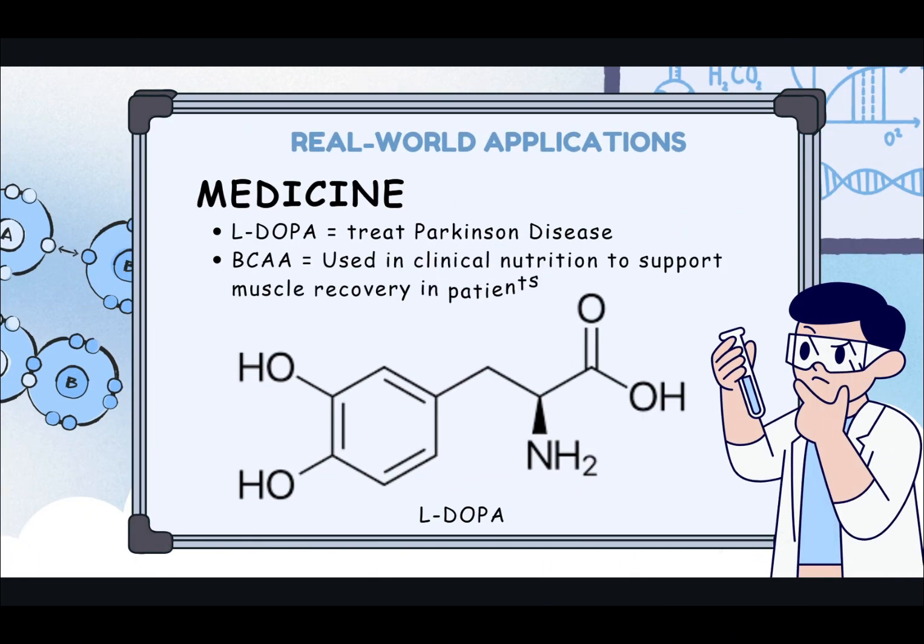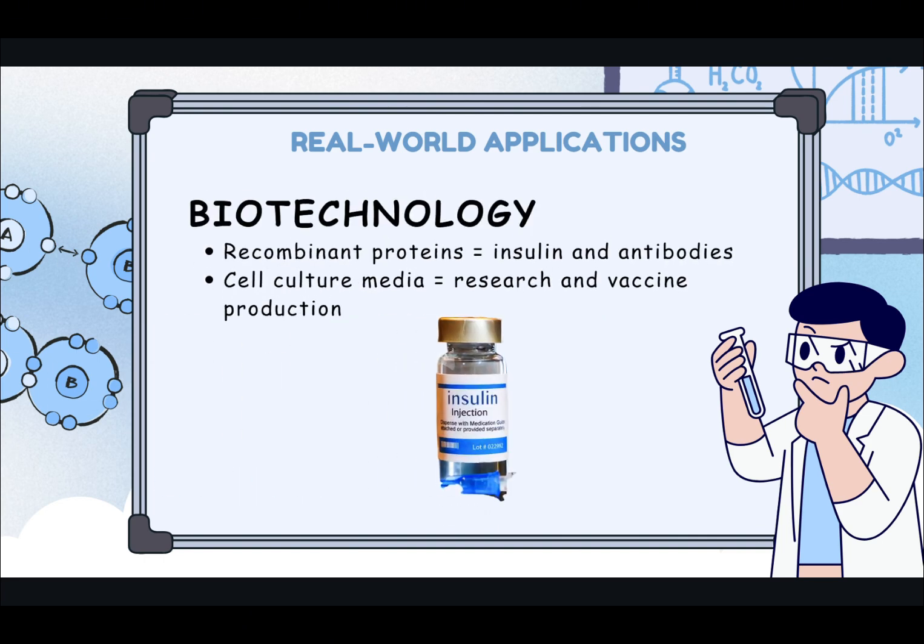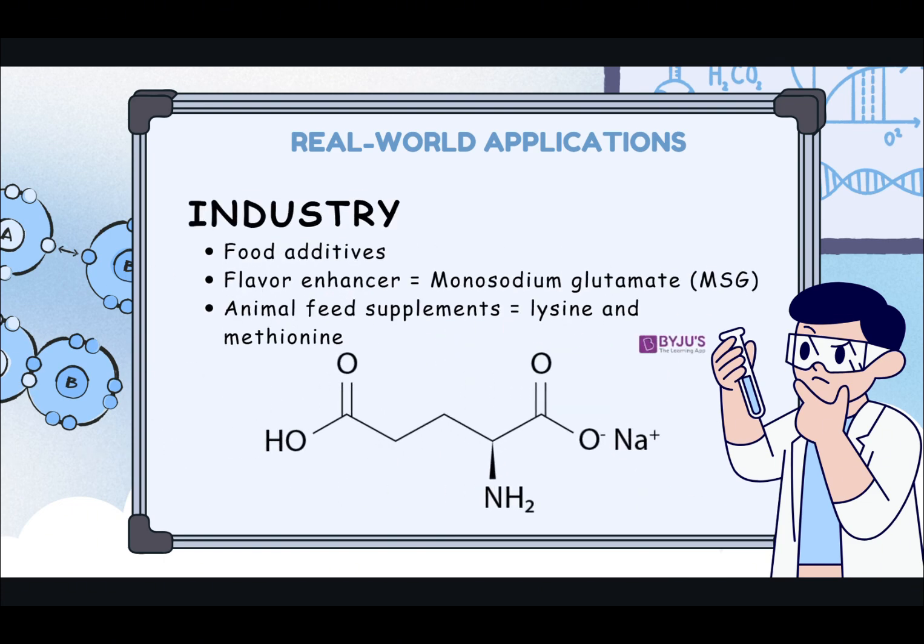Amino acids are crucial in medicine, used for treatments like L-DOPA to treat Parkinson's disease, and BCAAs for muscle recovery, and in specialized formulas for metabolic disorders. In biotechnology, they're essential for making recombinant proteins like insulin and growing cells for research. Lastly, industrially, they act as food additives like MSG, animal feed supplements, and raw materials for cosmetics and pharmaceuticals. Their diverse applications show how they connect basic biochemistry to real-world solutions in health, food, and technology.